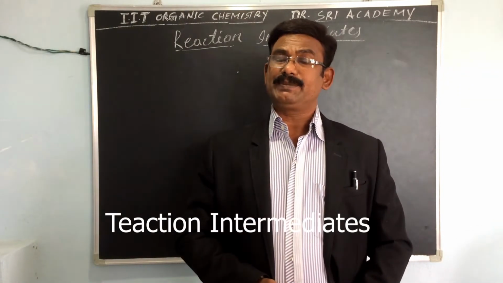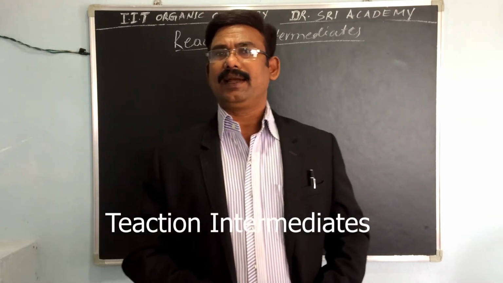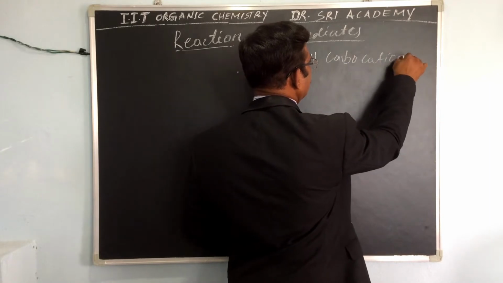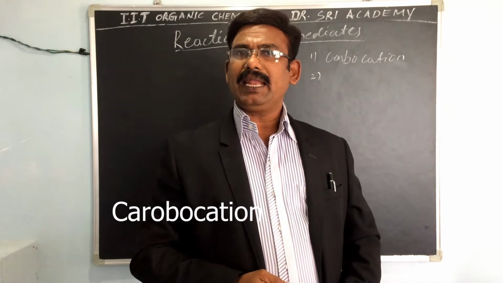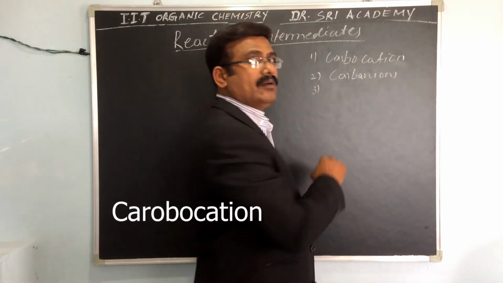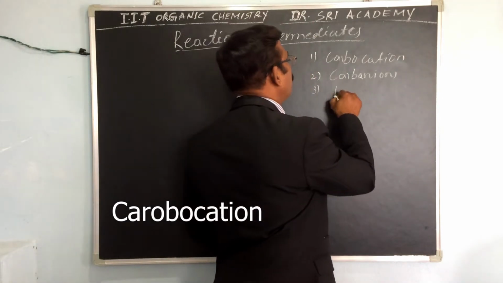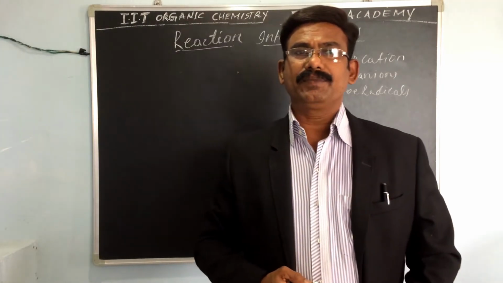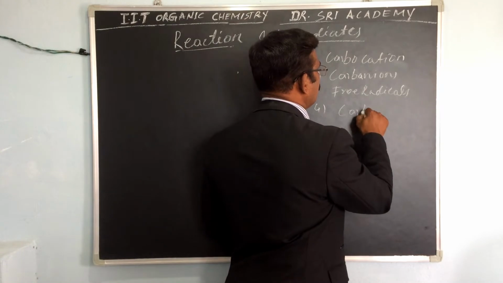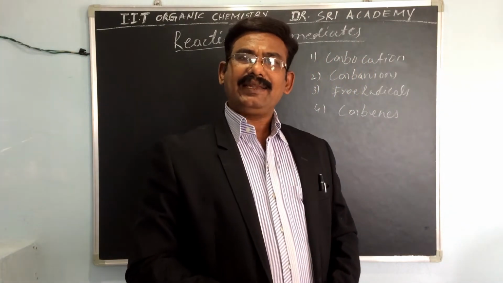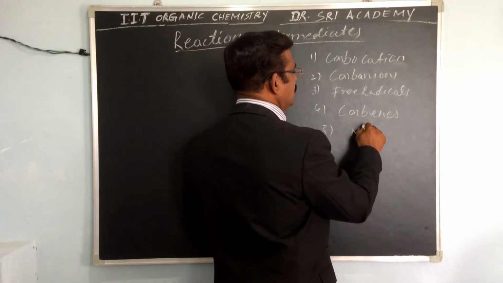There are four types of organic species. The first one, today's topic, is the carbocations. The second one is the carbanions. The third one is the free radicals. The fourth one is the carbenes. And some nitrenes are also there, the fifth one.